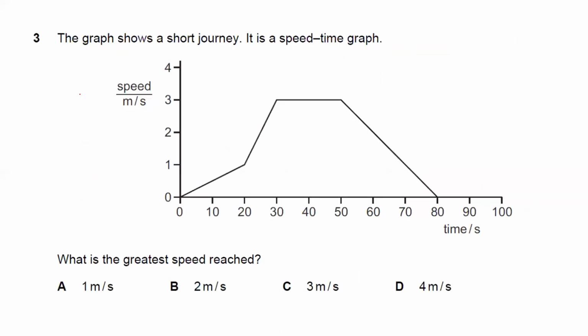Question number 3, the graph shows a short journey. It is the speed-time graph. On the y-axis we have speed in meters per second. On the x-axis we have time in seconds. What is the greatest speed reached? In this graph, the greatest speed reached is this. So this is 3 meters per second. So the answer is C, 3 meters per second.